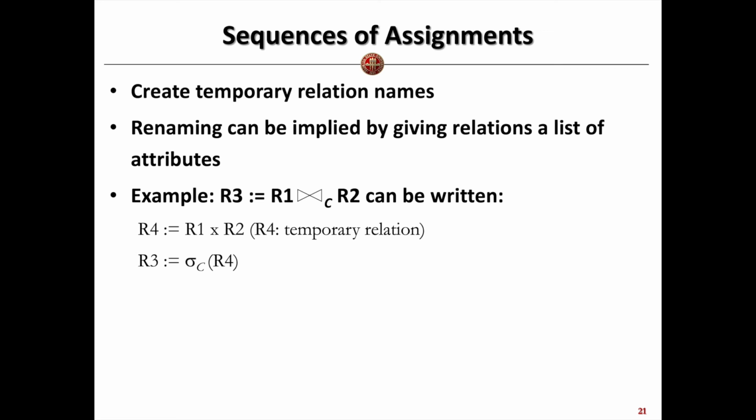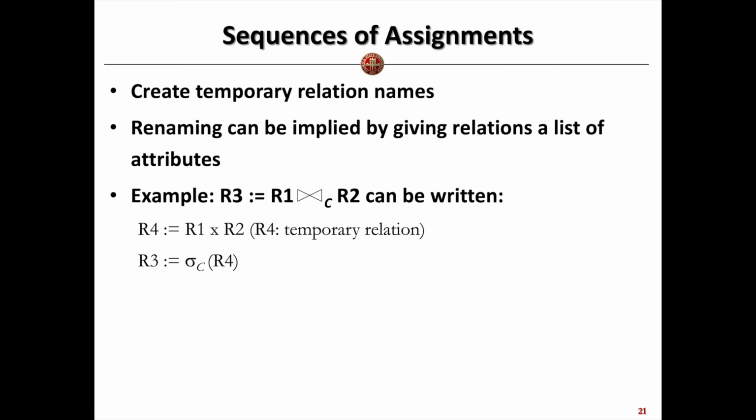So given an expression in the relational algebra, we can also represent it either as a sequence of assignments, or an expression with multiple operators, or as an expression tree. And we can show you how to do this. The first way is to represent it as a sequence of assignments. We can create some temporary relation names, and renaming can also be used by giving the relation a list of attributes. And we can provide an example for defining the theta join between two relations.